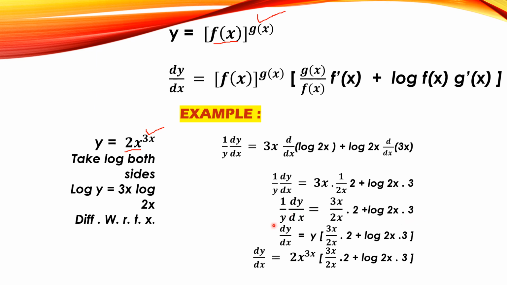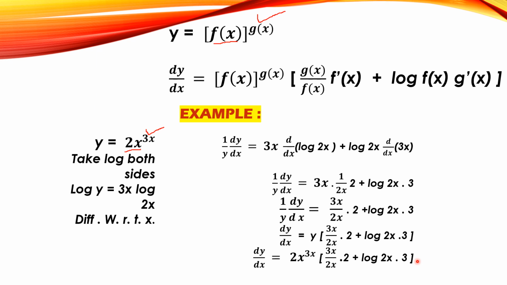Now bring y, which is on the left hand side in the denominator, to the right hand side, where it comes in the numerator. So dy by dx is equal to y times [3x upon 2x into 2 plus log of 2x into 3]. Now substitute the value of y given in the question, y is 2x power 3x. So dy by dx is equal to 2x power 3x times [3x upon 2x into 2 plus log of 2x into 3]. This is the answer I claim for dy by dx.